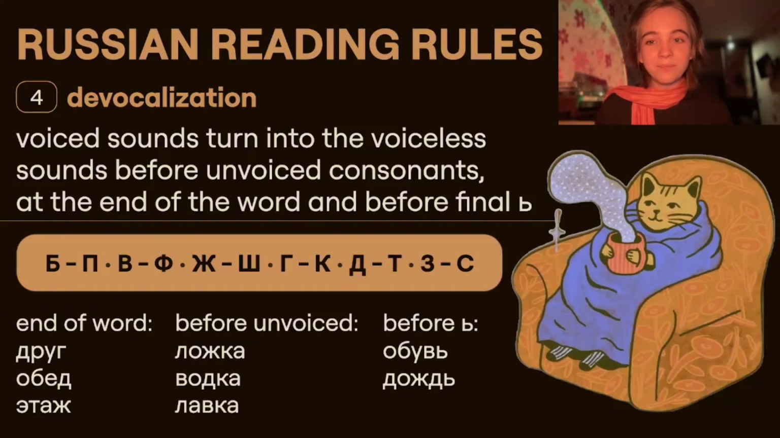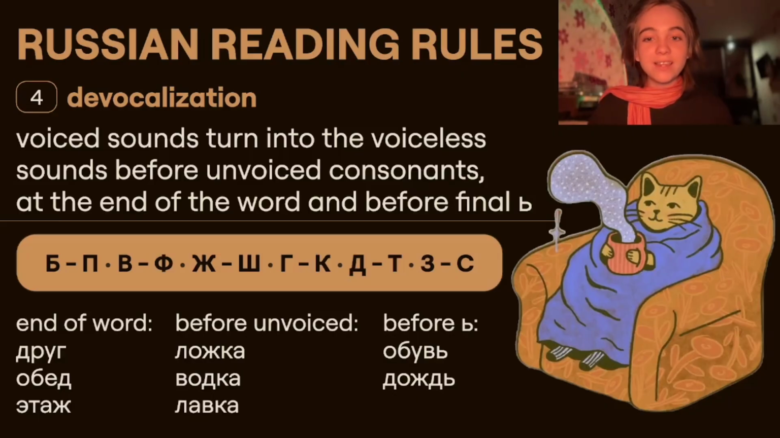Please repeat after me. Examples where voiced consonants become voiceless at the end of the word. Друг, обед, этаж. As you see, we don't say them with the voiced ending. We say k instead of g, t instead of d, and sh instead of zh. Actually, it's pretty comfortable to pronounce it. If you try to say the voiced version, you might feel that you need too much effort to say this word. Ancient Slavic people felt completely the same. That's why they created devocalization. And now we say друг, обед и этаж.